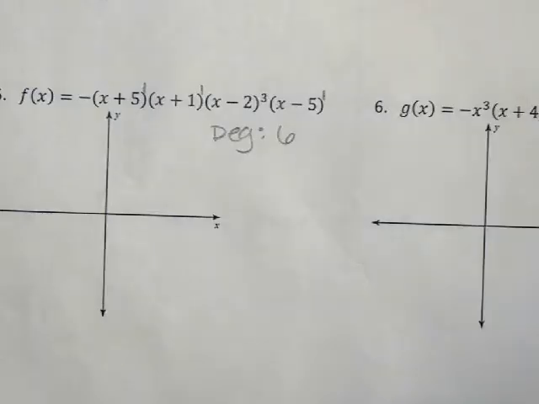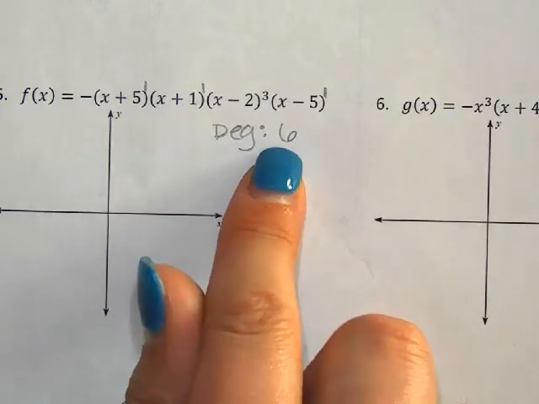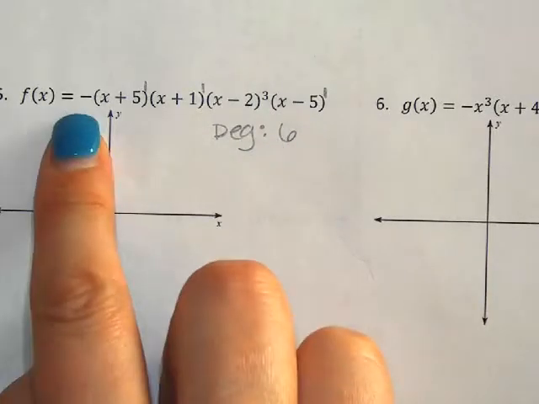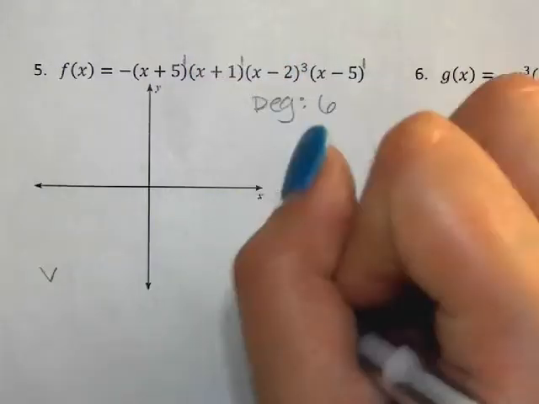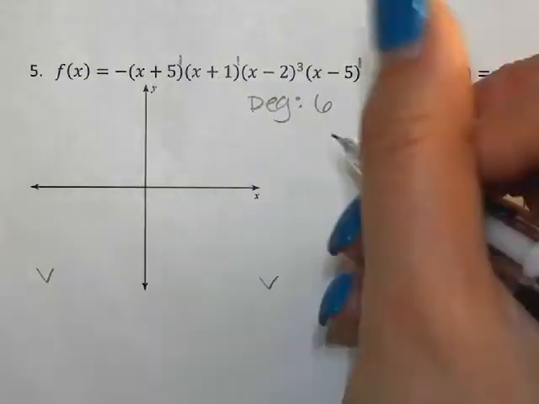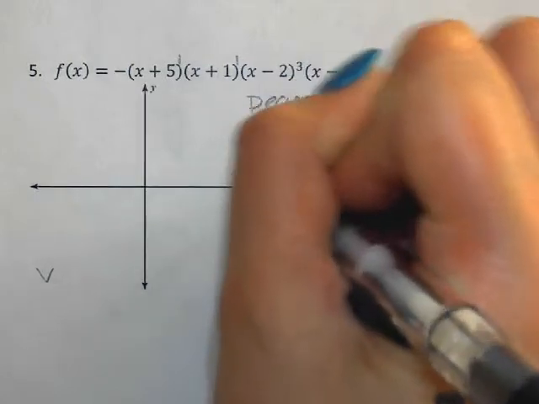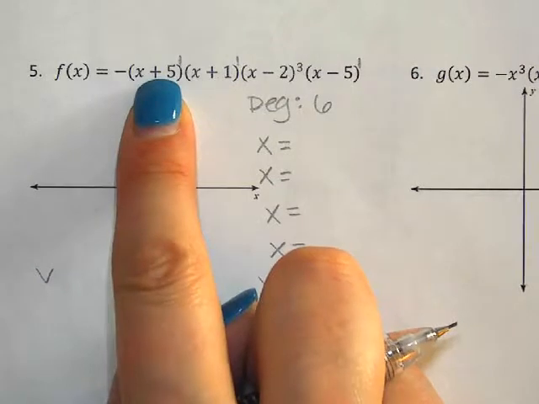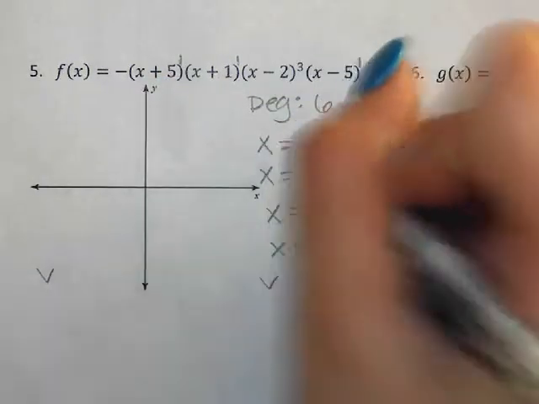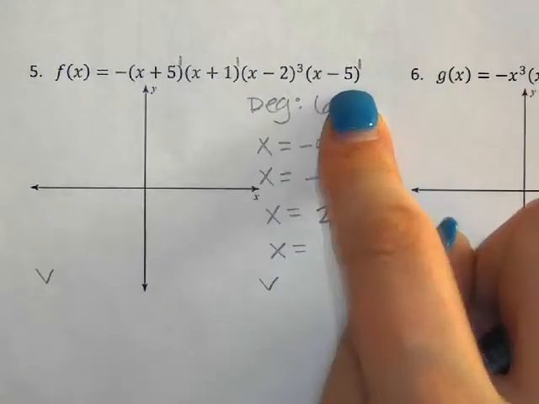6. And we have a negative coefficient. So an even degree with a negative coefficient tells us what for the arrows? They're both going down. Down, down. Okay. So we have 1, 2, 3, 4 x-intercepts this time. We have an x-intercept at -5, -1, and 5. Okay.